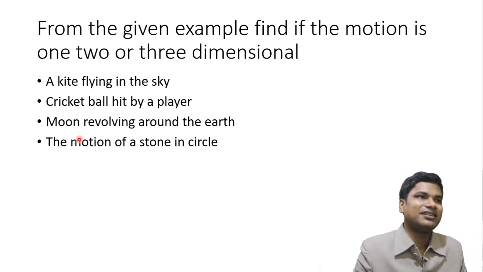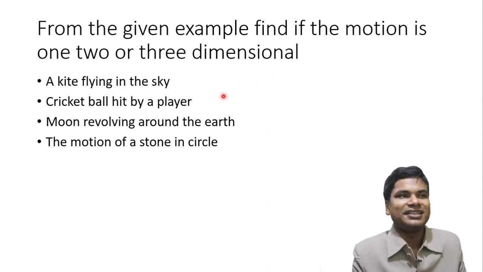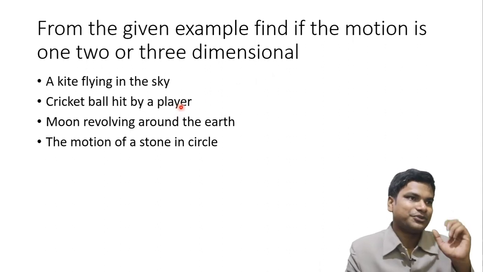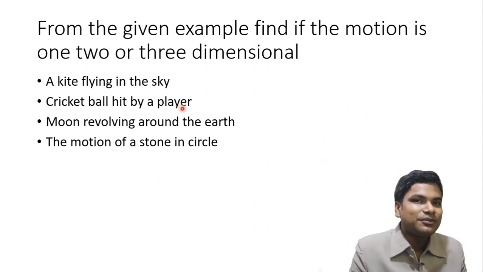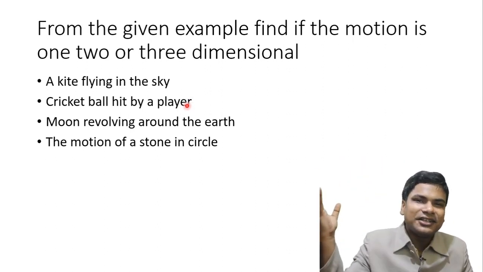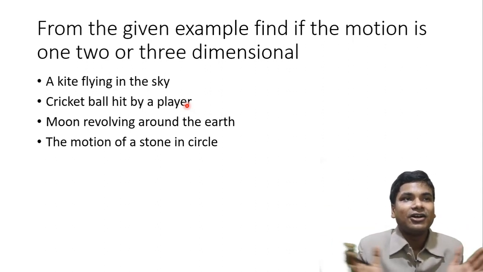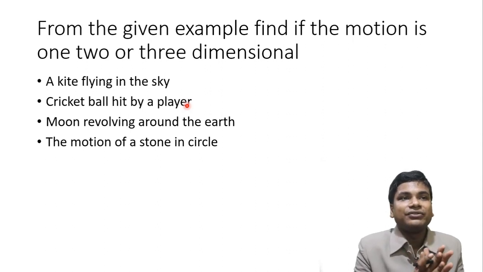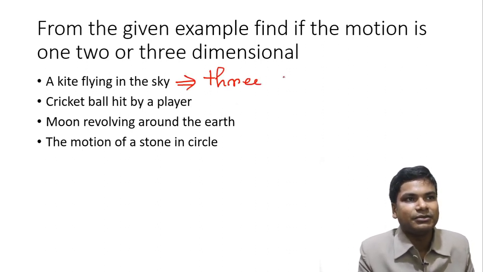So I hope everybody will accept that option number 3 is also not correct. Now the next question. From the given examples, find out the motion in 1 dimension, 2 dimension or 3 dimension. First option, a kite flying in the sky. Whether it is 1 dimensional, 2 dimensional or 3 dimensional motion, anything moving in the sky, that means in space, has a volume. So which option is correct? Obviously it is moving in 3 dimensions. So the answer here will be 3 dimensional motion.